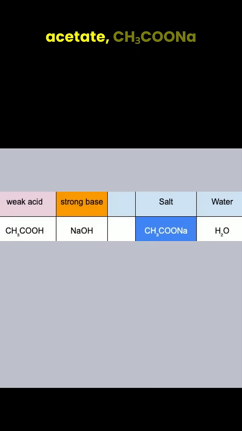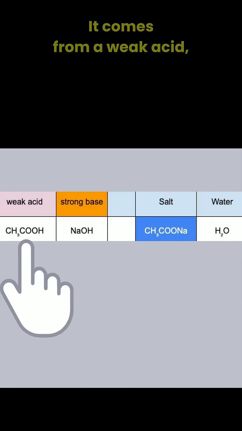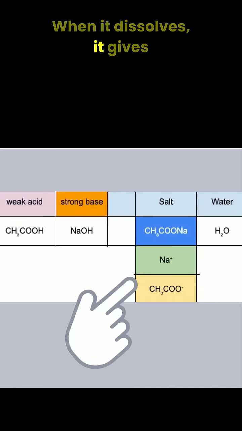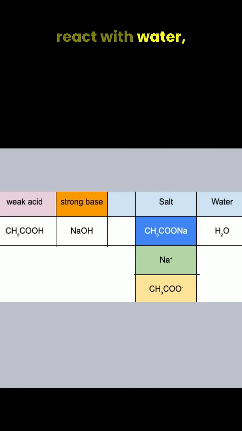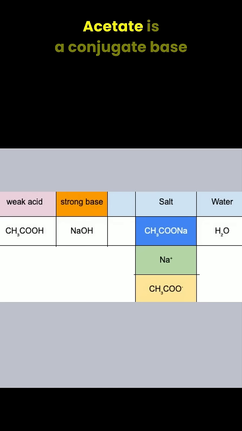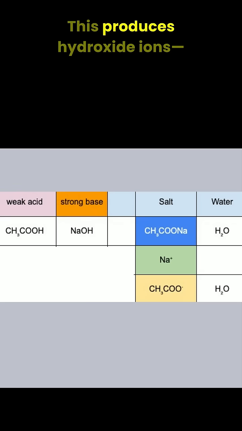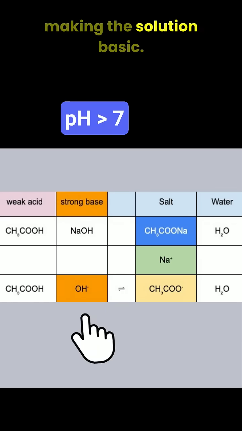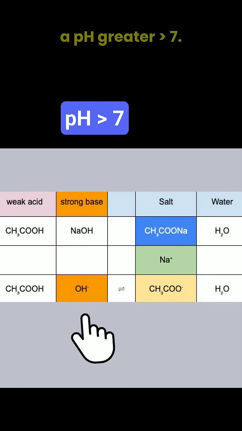Next, sodium acetate, CH3COONa, is a basic salt. It comes from a weak acid, acetic acid, and a strong base, sodium hydroxide. When it dissolves, it gives CH3COO-, the acetate ion, and Na+ ions. The sodium ion doesn't react with water, but the acetate ion does. Acetate is a conjugate base of a weak acid, and it can accept a proton from water. This produces hydroxide ions, OH-, which increases the pH, making the solution basic. Thus, the basic salt will hydrolyze in water to produce a pH greater than 7.